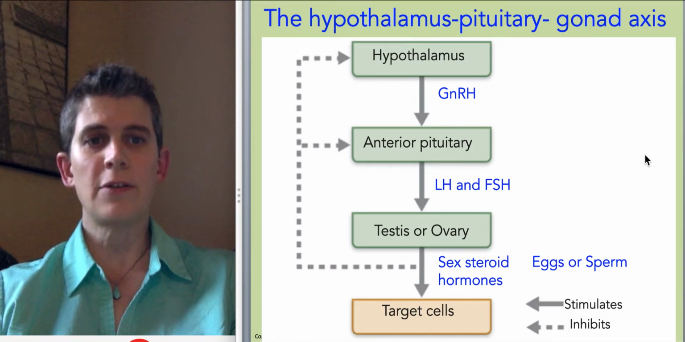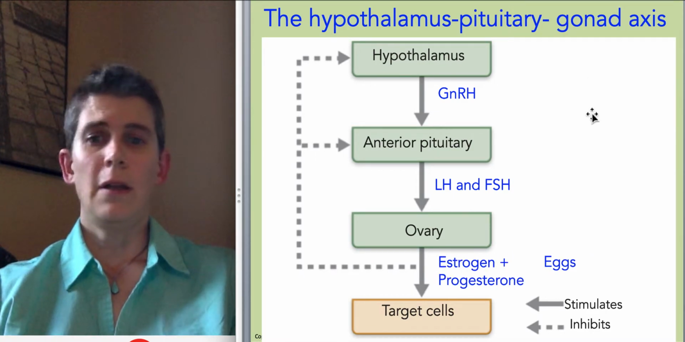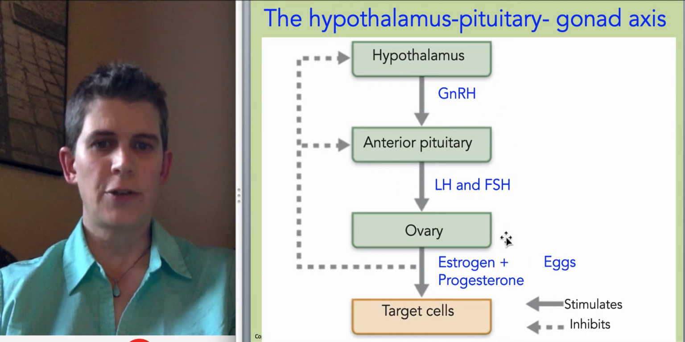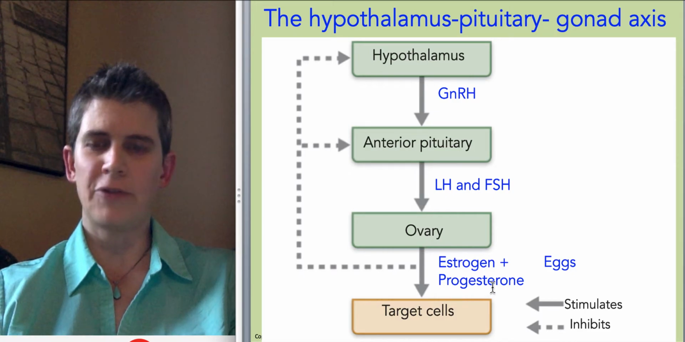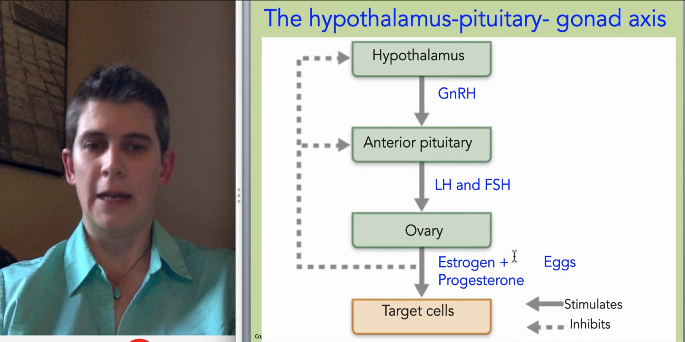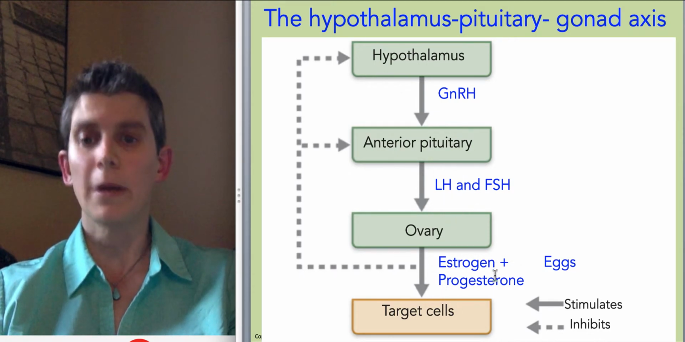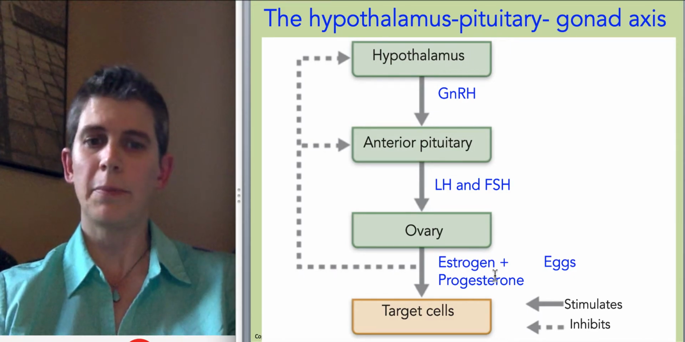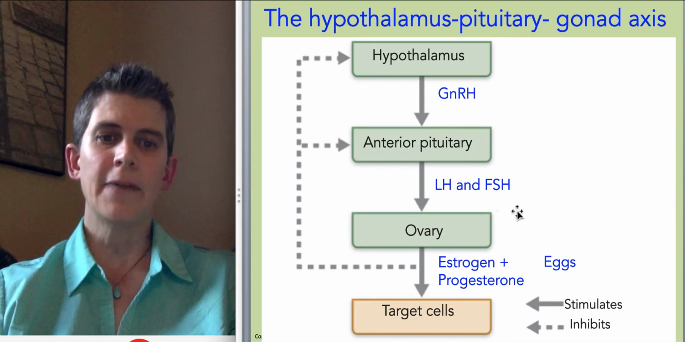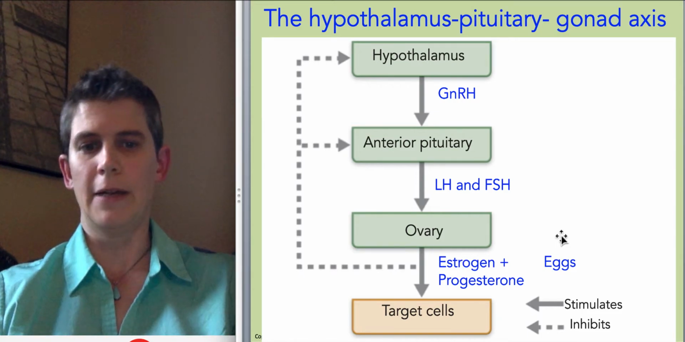Okay, so now if we just focus on the female, then you still have GnRH and you still have LH and FSH, but now we're just going to talk about estrogen and progesterone specifically here, and then the production of eggs. So again, LH is going to have a primary role. You'll see it's more complex, but a primary role of stimulating estrogen and progesterone production. And FSH has the primary role of stimulating the development of eggs.